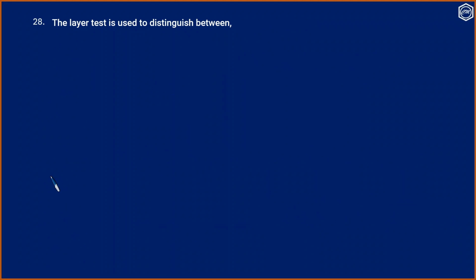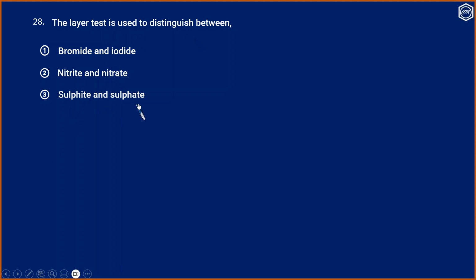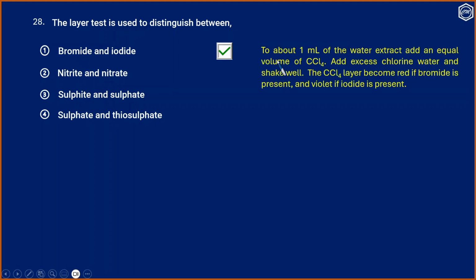Question number 28. The layer test is used to distinguish between bromide and iodide, nitrite and nitrate, sulfide and sulfate, sulfate and thiosulfate. The layer test is used to distinguish between bromide and iodide. It is done in the following way. To about 1 ml of the water extract, add an equal volume of CCl4. Add excess chlorine water and shake well. The CCl4 layer becomes red if bromide is present and violet if iodide is present.